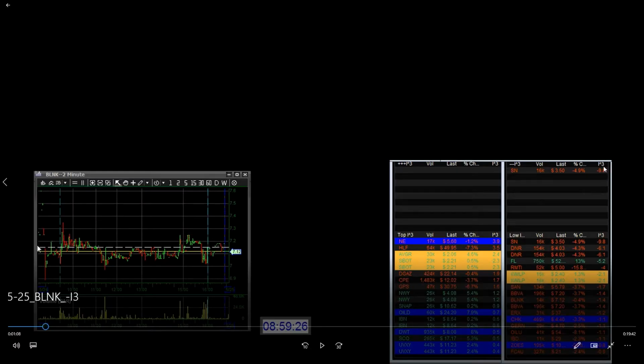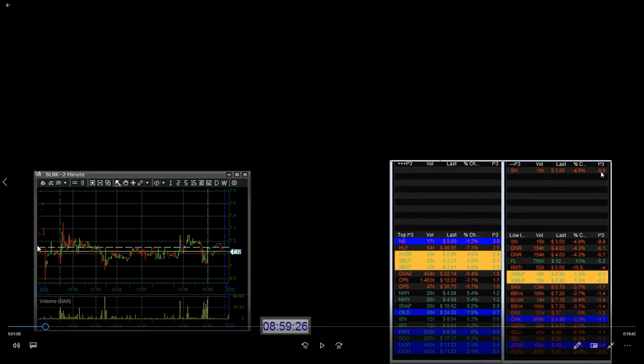So again, let's look at this number right here. We want minus 20 or more. Minus 30 is perfect. If you get a minus 30, you want to pull the chart up and look into it and say, okay, let me see what's going on here. So BLNK is right here.